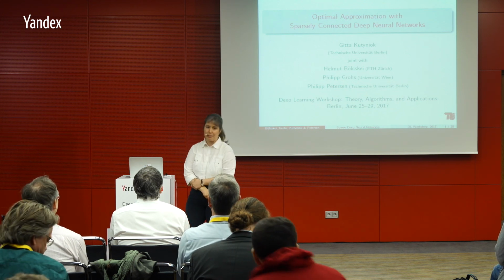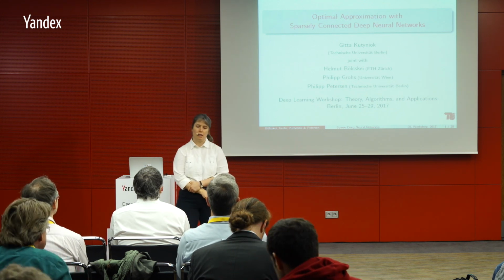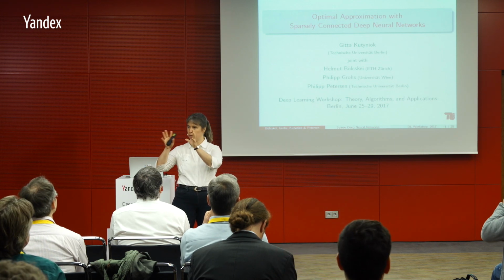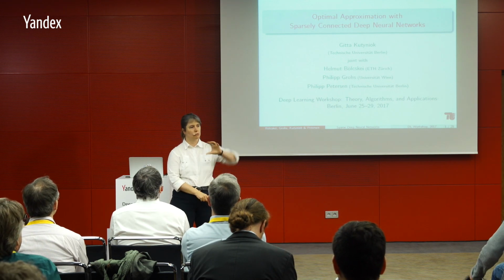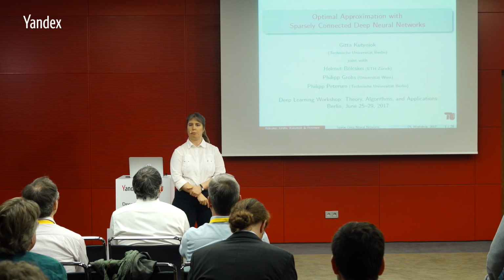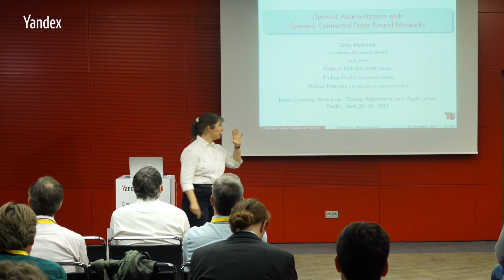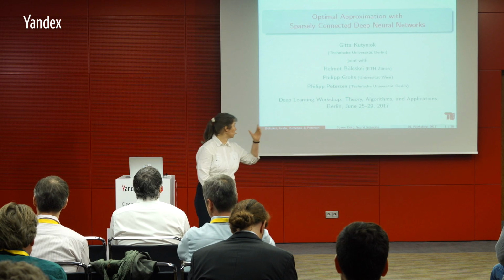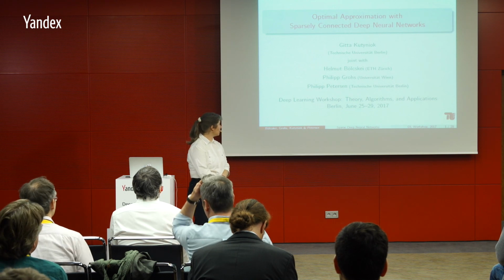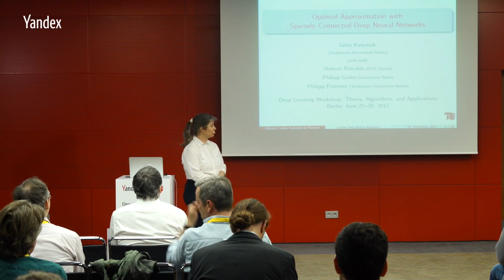Now, as the title implies, what I'm interested in is to understand, on the one hand, the approximation properties of deep neural networks and relate this, on the other hand, to the complexity of those neural networks in terms of sparse connectivity. This is joint work with Helmut Bölcskei from the ETH in Zurich, Philipp Grohs from the University in Vienna, and one of my postdocs, Philipp Petersen from TU Berlin.